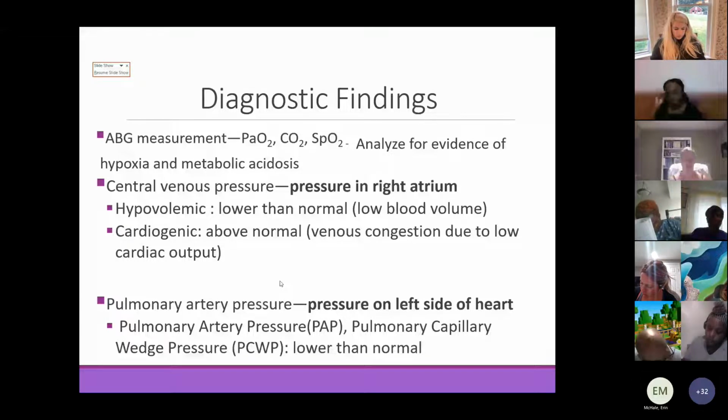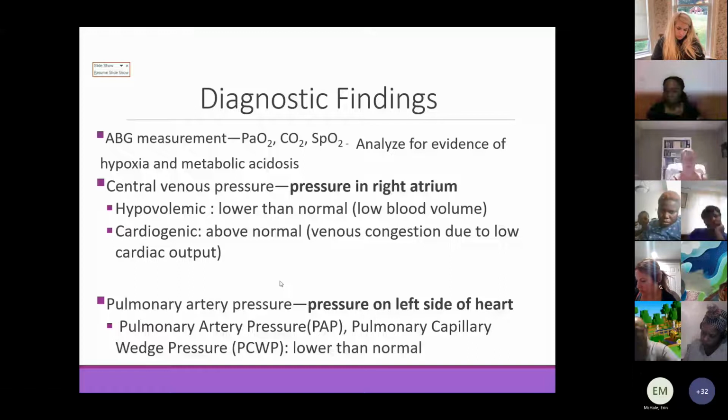Monitoring their central venous pressure. That's the pressure inside the right atrium. That, again, is going to happen in the ICU. That wouldn't be on a med-surg floor. And what we might see is that the patient is hypovolemic, which is a low blood volume, or they might be cardiogenic. So they might have a lot of venous congestion due to the low cardiac output.